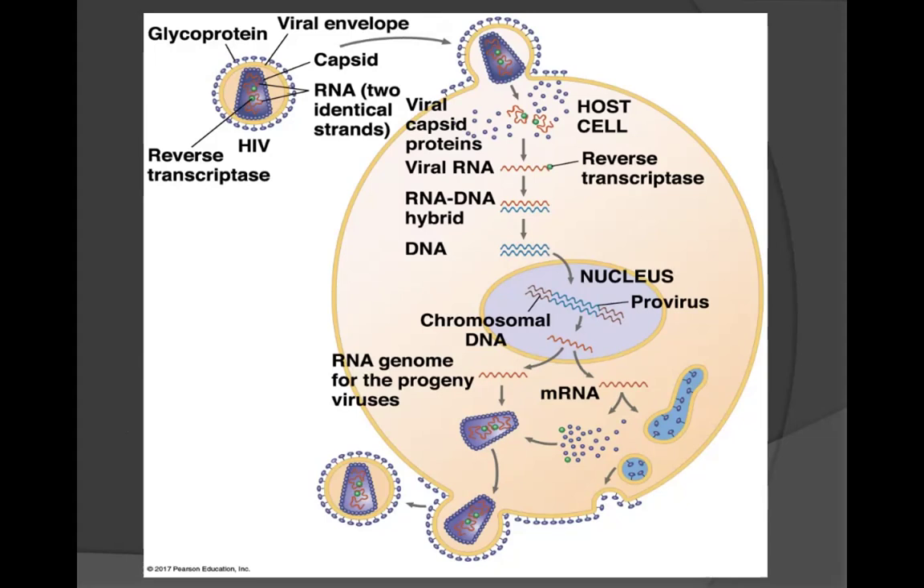Once that occurs, it can now be incorporated into the host genome where it forms a provirus. This provirus will serve as a template for more mRNA molecules as well as a template for protein synthesis. We can then see that new viral particles can be easily made within the host cell. They will periodically leave the host cell and then be able to affect adjacent cells.